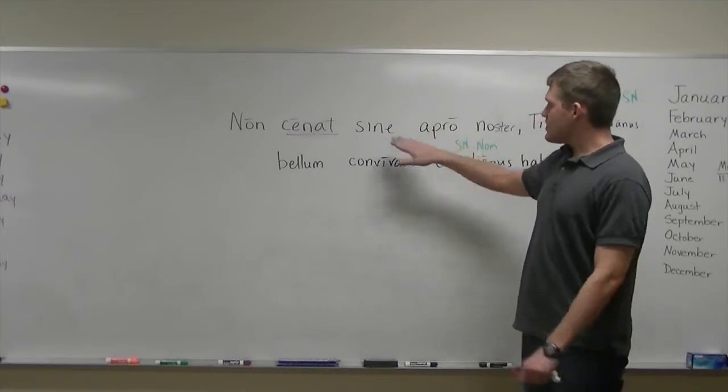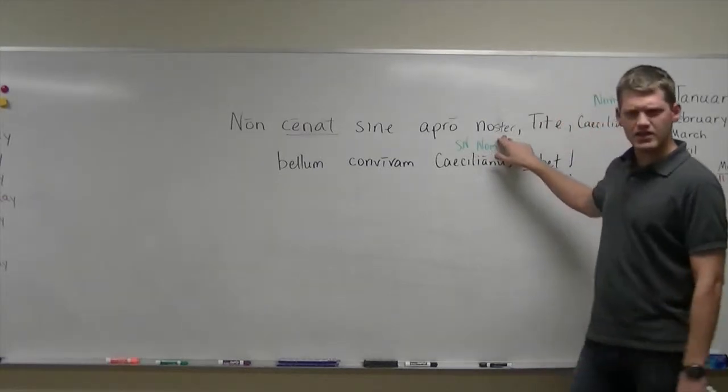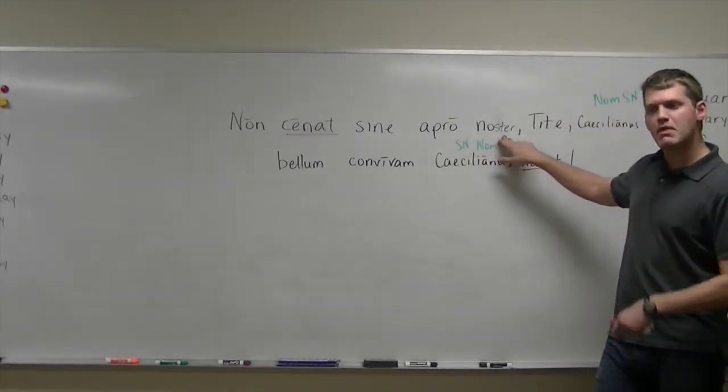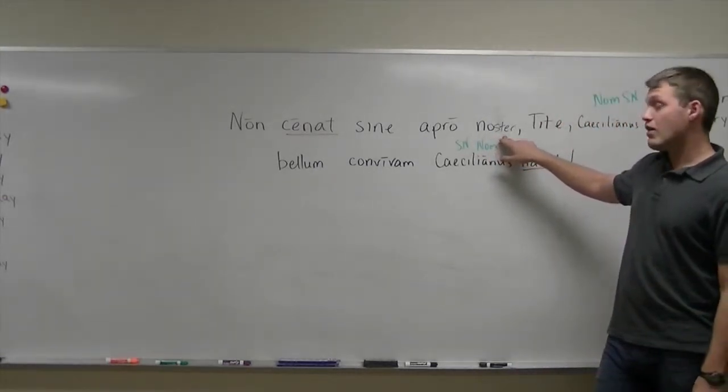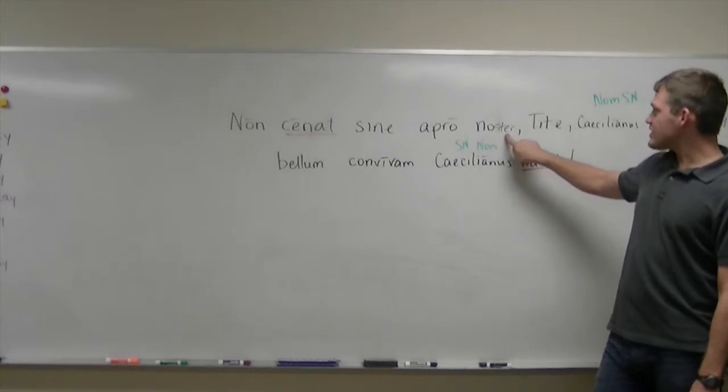Without a pig. So this is a prepositional phrase, then the vocative, and then noster. Does that mean our? It means our. What's it modifying? Adjectives always match with a modified noun's gender and case. I really have trouble with that. I need you to go back to that. Okay. Well, let's look at this ending.